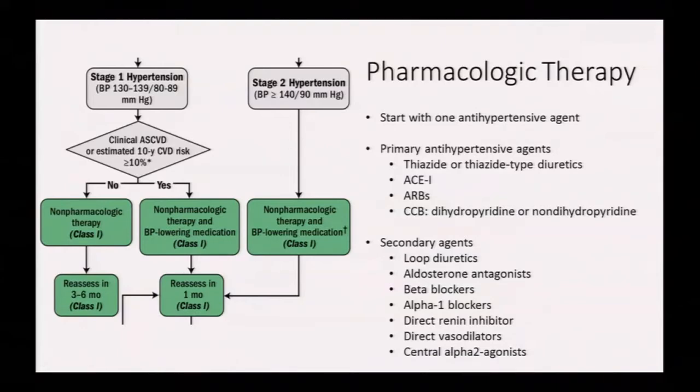For stage 2 hypertension people, you don't have to calculate the risk, you just treat them with non-pharmacological interventions, of course, and then antihypertensive medications. And the recommendation for this group, for stage 2 hypertension people, is to start them on 2 medications from the get-go.